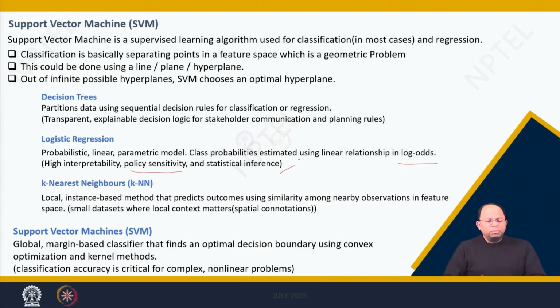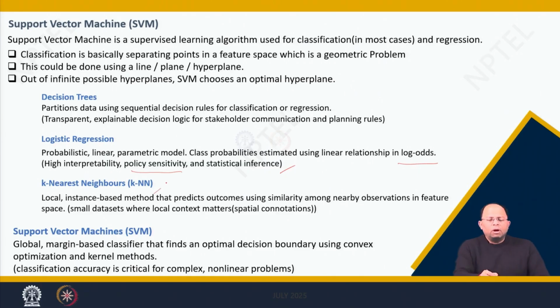And then we also learned about k-nearest neighbors models, which we said could be made into a baseline model, and it deals with small data sets when there is not too much data available. It usually looks into local context. That means local data matters. So it's a local instance-based method that predicts outcomes using similarity among near observations in feature space. Whatever the near observations are, accordingly I will classify the current observation.